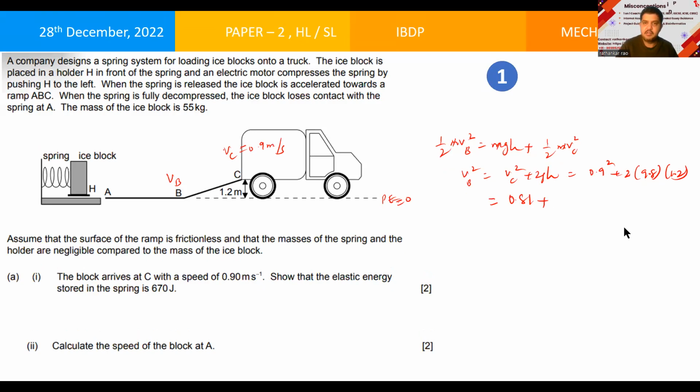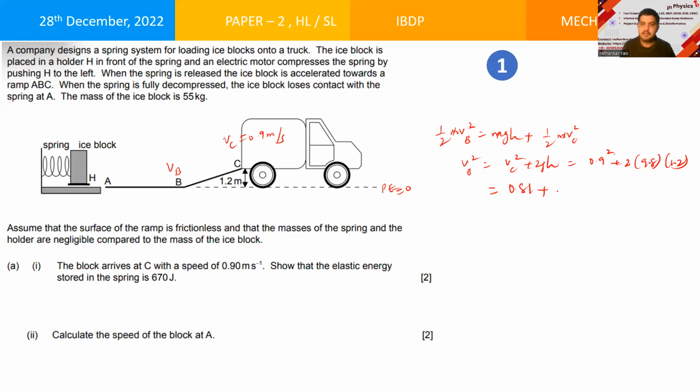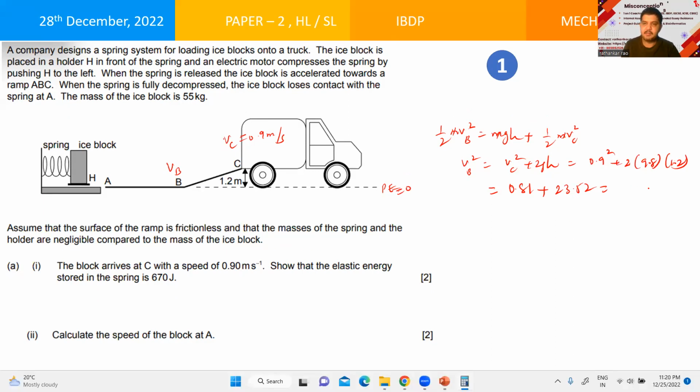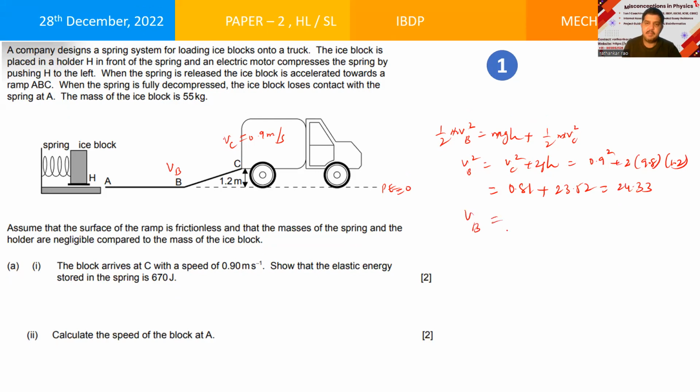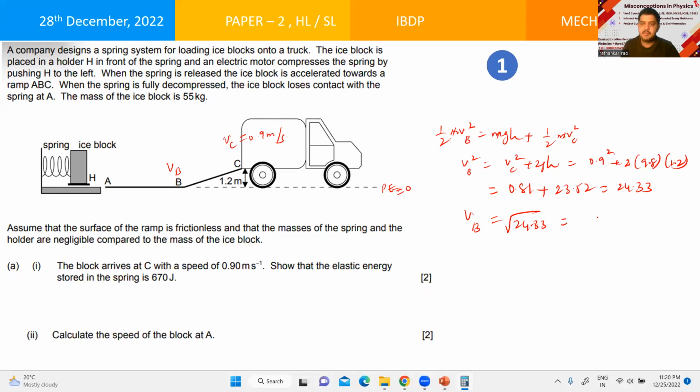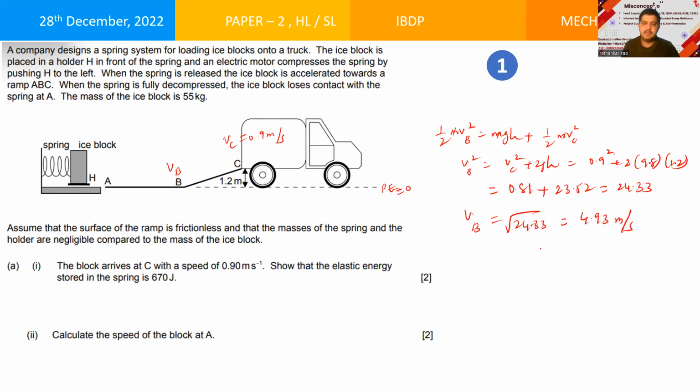Let us do that also: 2 times 1.2 times 9.8. I get the answer 23.52. Together with 0.81, this comes out to be 24.33. Hence your value for Vb is equal to the square root of 24.33, which should be 4.93 meters per second. What is this now? The velocity at this point.